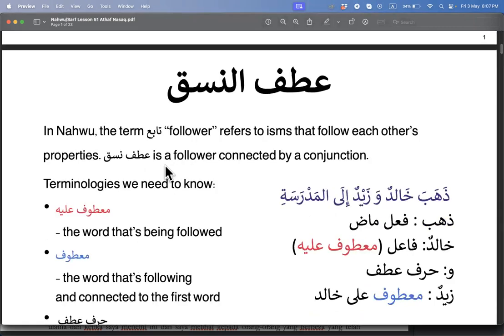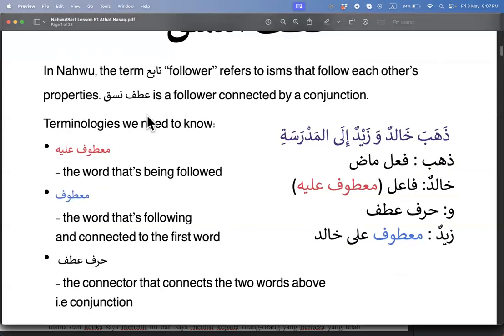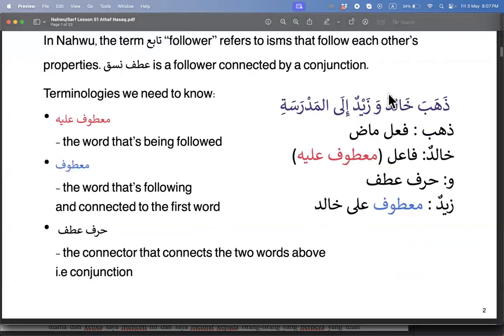In Nahu, you will see this word a lot in textbooks, not so much in Arab: the word tabi', the follower. These are some terminologies that we need to know, especially for books, not so much for Arab. Because in Arab, we say, for example, in this sentence, Dhahaba, this is your fi'il madi. Khalid, this is your fa'il, right? We use this term in Arab and we don't say more about this.